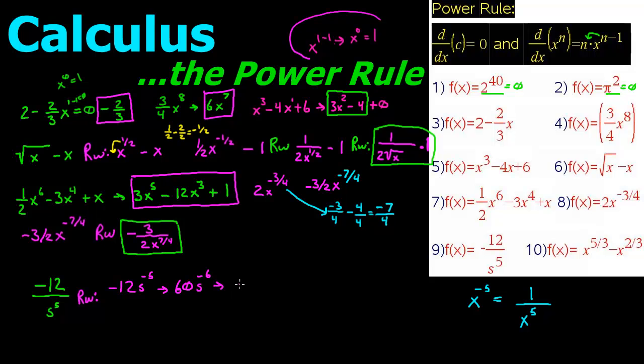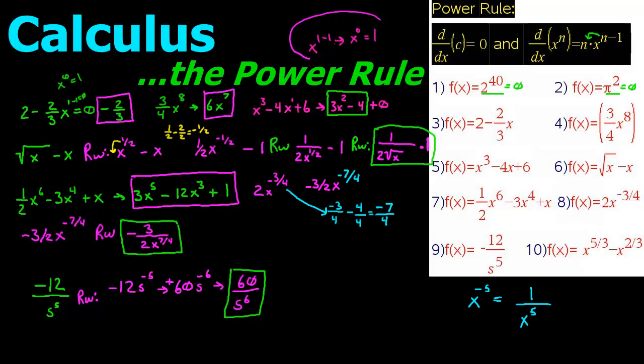And then you can, of course, rewrite that to say 60 over s to the 6th power, okay? And of course, always check your negative signs because it's real easy to forget that. So we start off with a negative. Oh, that turned to a positive. That's right. Okay, so we are good. So that's how you write that one.